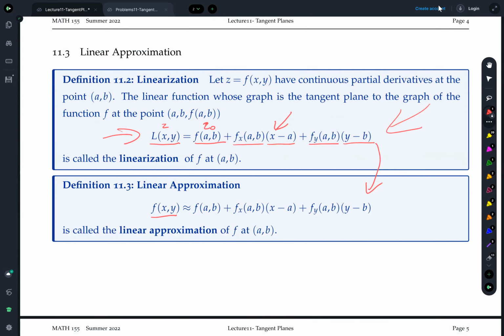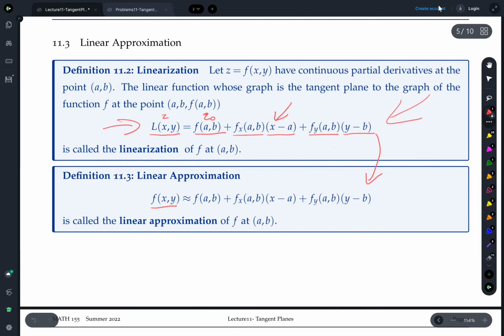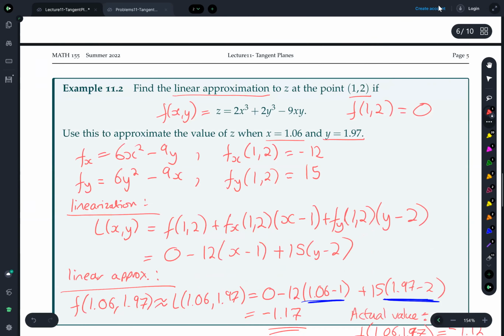So that's our linearization. If we want to make a linear approximation to our function f, we can say that f of xy close to AB is approximately equal to L of xy. So we substitute into the equation for our linearization our particular values, and that will give us an approximate answer.